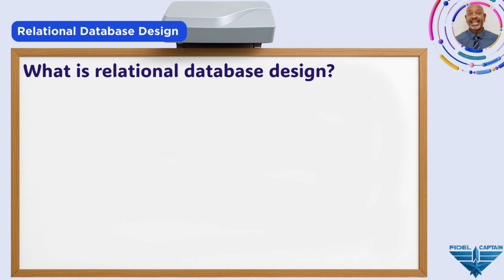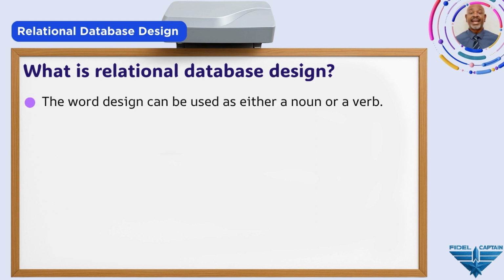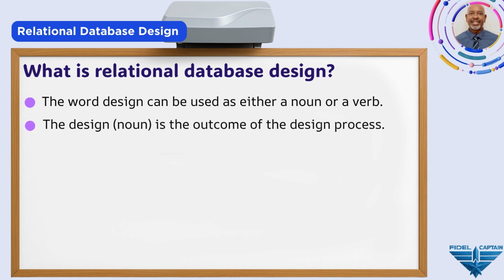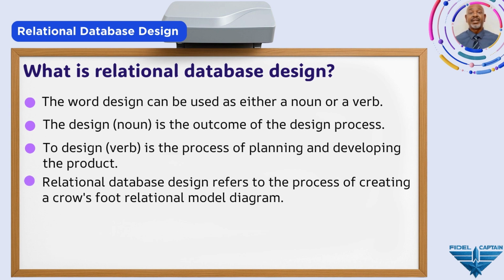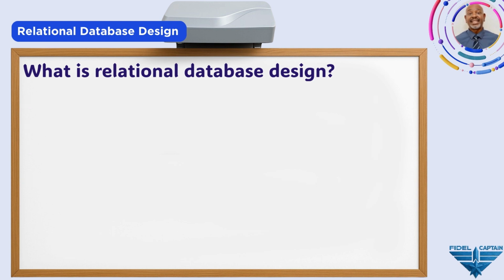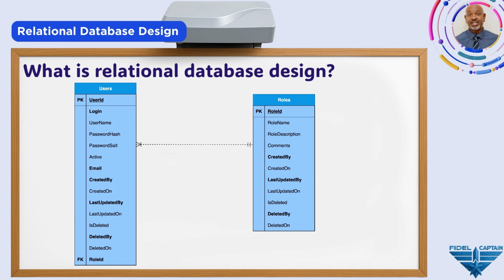What is relational database design? The word design can be used as either a noun or a verb. As a noun, it represents something tangible, the final product of a process. And as a verb, it refers to the intangible act of creating that product, a process. Therefore, relational database design refers to the process of creating a crow's foot relational model diagram. This is an example of a crow's foot relational model diagram, the end product of the relational database design process.